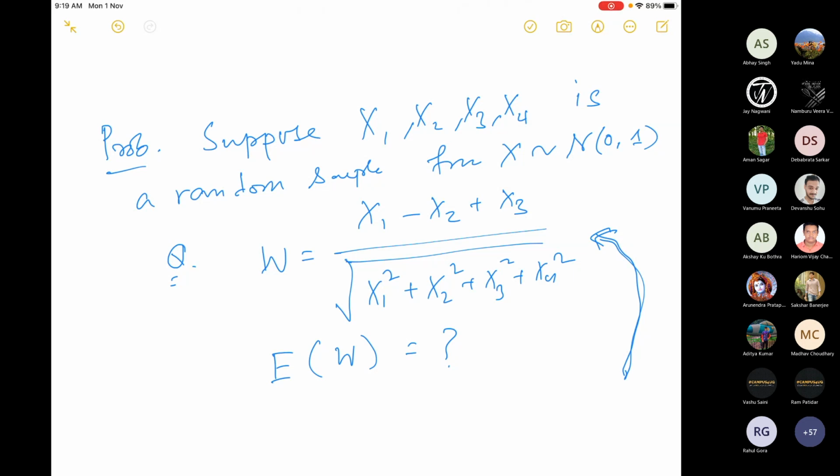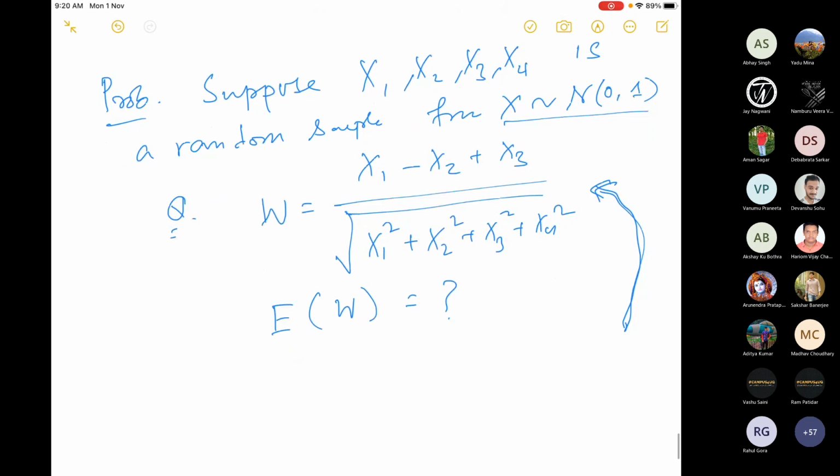And here the basic assumption is that you already know the population distribution. How is it known? Because the way the data is produced, it is known to you, and that's how you have a guess. That's why this is standard normal. If you know this, then we have to find the expected value of this statistic. Now, who can tell me how to do it? Okay, let us see.